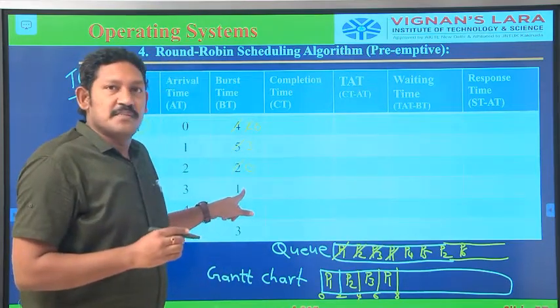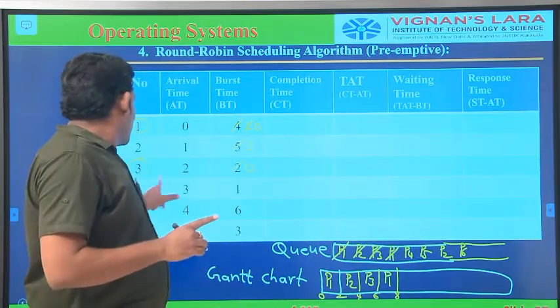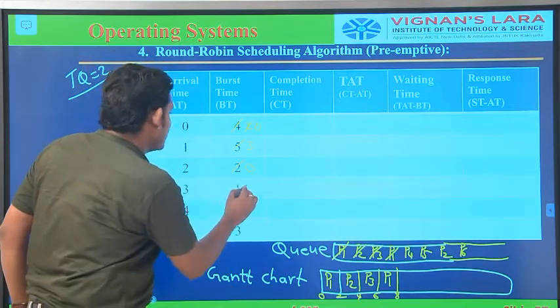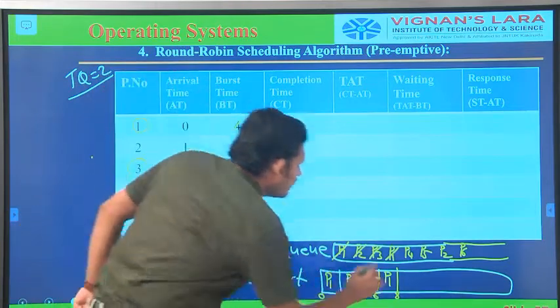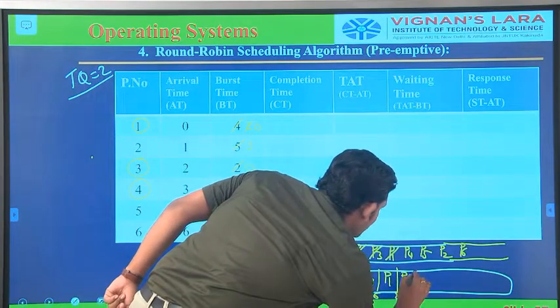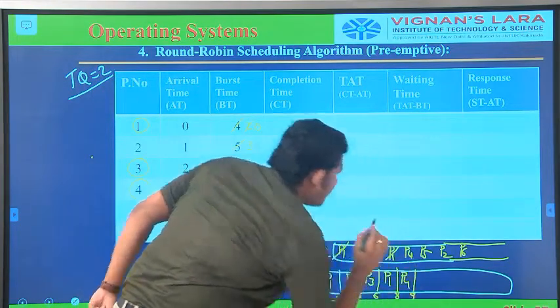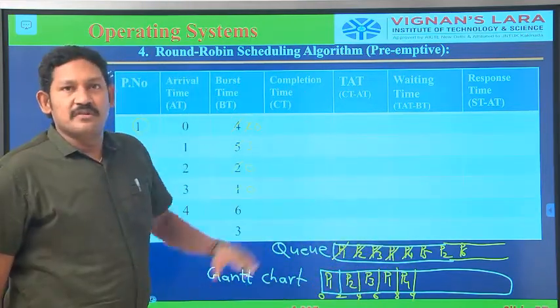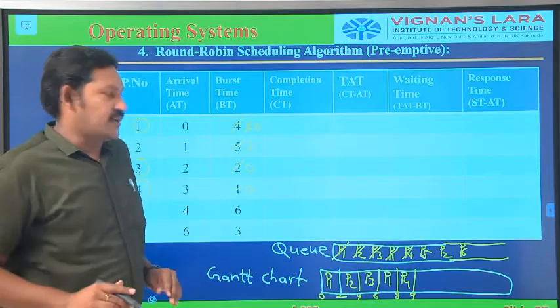Not at least, at most means maximum 2 seconds. So here, since its burst time is only 1 second, we will execute process P4 for only 1 second. So now this will become 0. So process P4 is over. This will be executed for 1 second. 8 plus 1, 9. Okay, so P4 is over. Again, we will not add P4, because P4 is already executed.